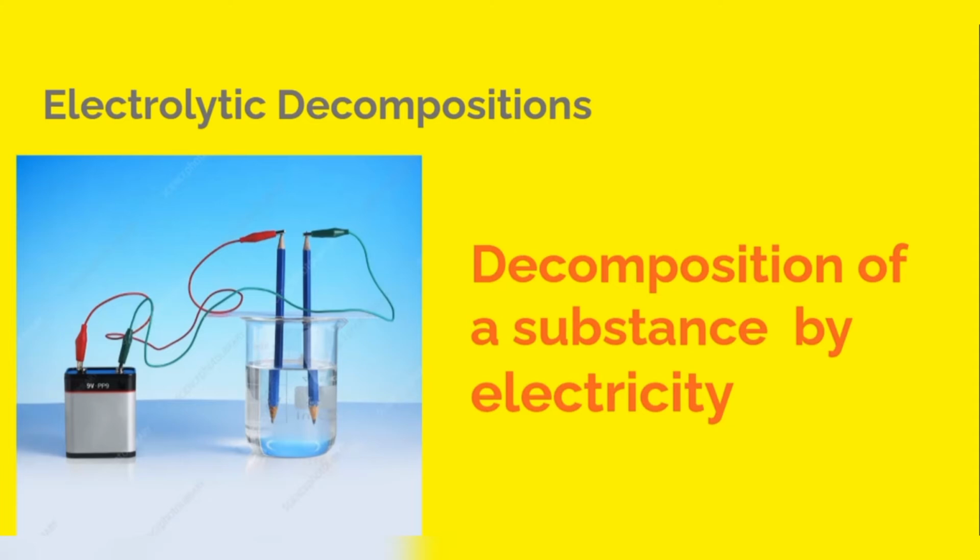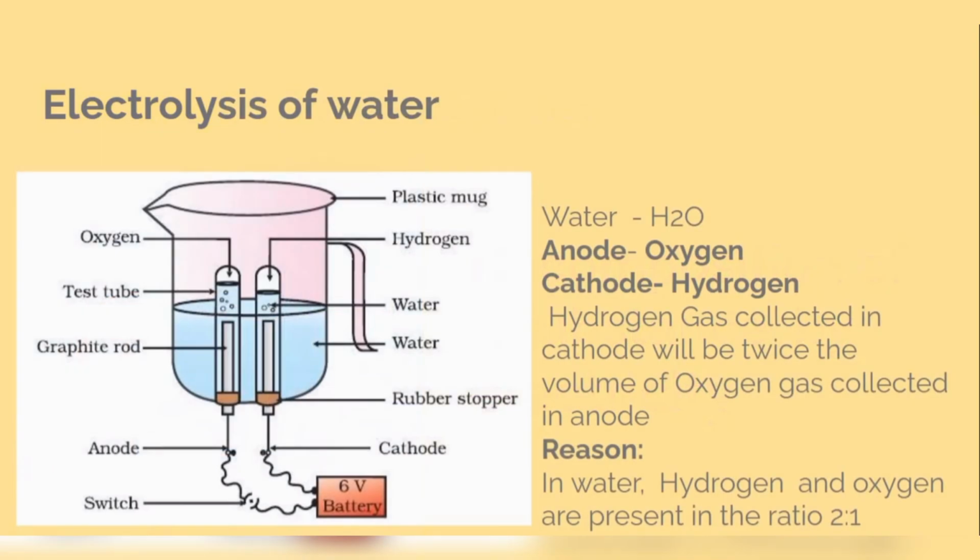Now we are going to discuss electrolytic decomposition. As the name indicates, it is the decomposition of a substance by electricity. When you pass electricity through a substance, it decomposes and produces its component elements. For example, in the electrolysis of water, the water will give you its component elements, that is oxygen and hydrogen. In this picture you can see the electrolysis of water.